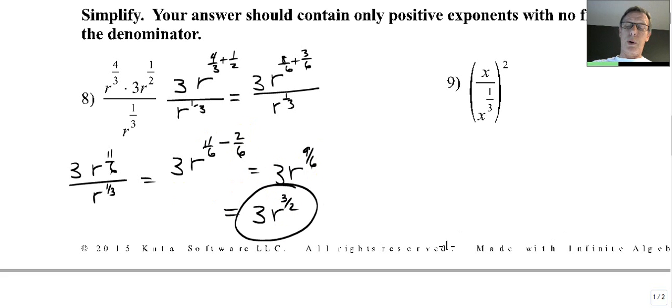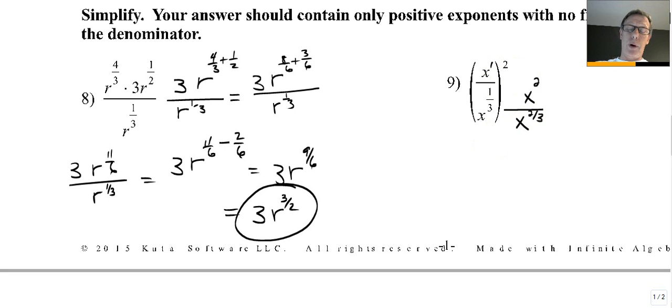Let's move to the next one. We're going to distribute the 2 exponent in. So we're going to have x squared. When the 2 multiplies by the exponent of 1 on that x, we get the squared. Then it's going to multiply by x to the 1/3, so we're going to get x to the 2/3.